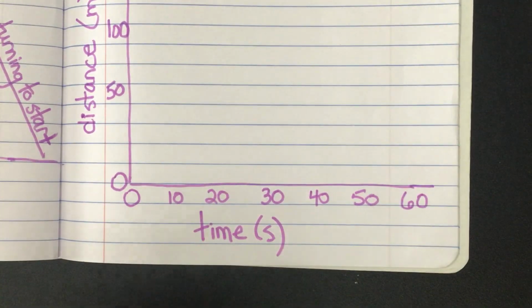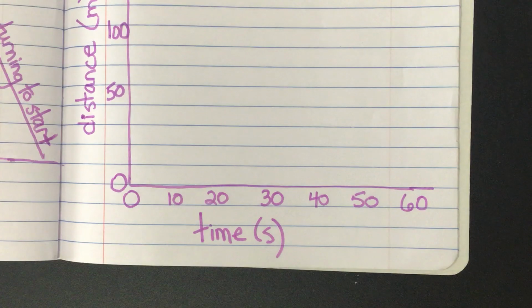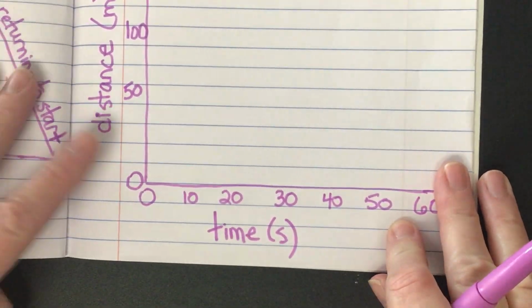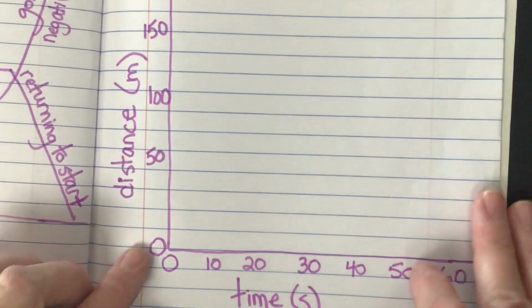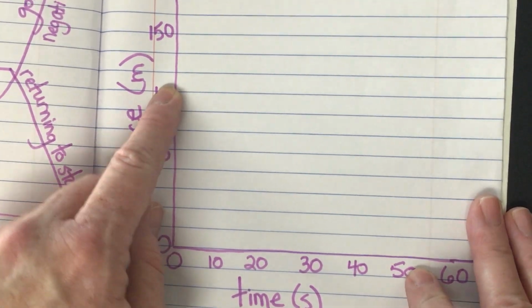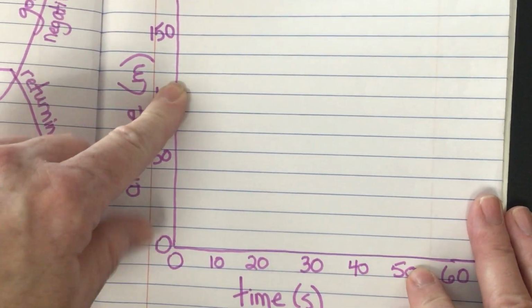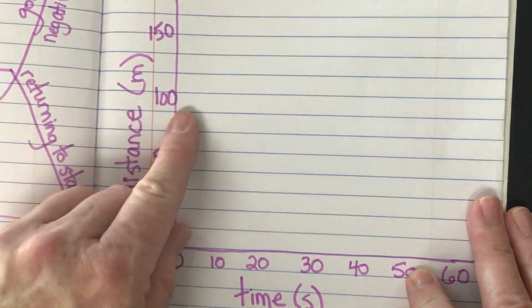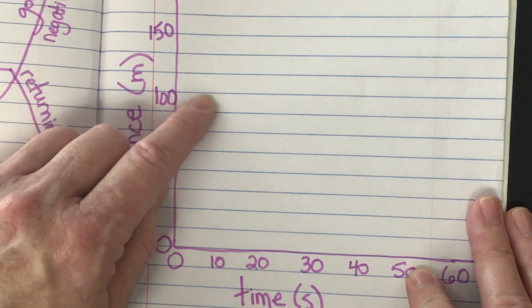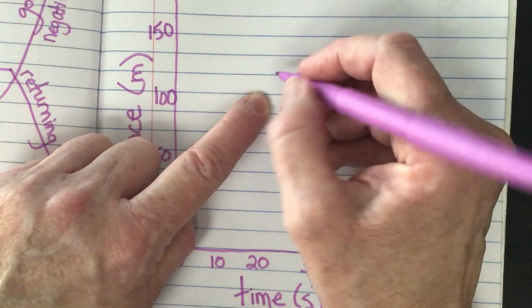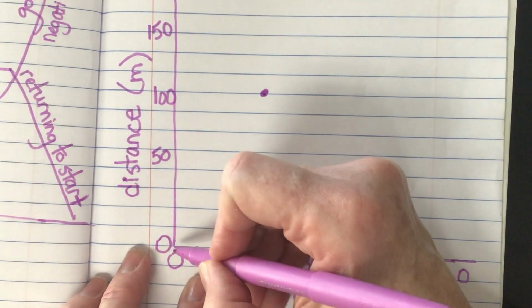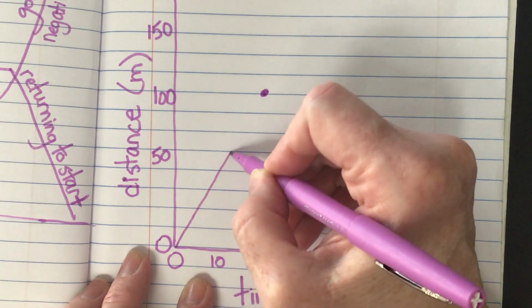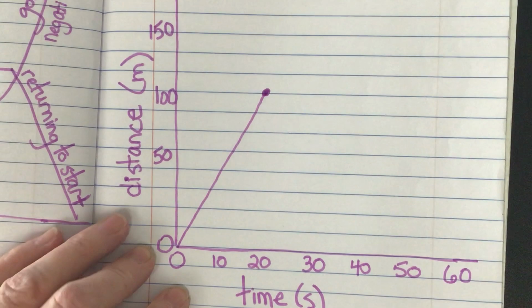All right, you ready? Okay, now we're just going to graph it. We're going to take this otter. It says the otter swims 100 meters in 20 seconds. So take your finger. Let's go up to 100 meters. Okay, take your finger and put it there. Rise over run. So we're going to go up to the 100, over to 20, and we're going to make a dot. So this is the speed of the otter. He goes from 0 to 100 in 20 seconds.